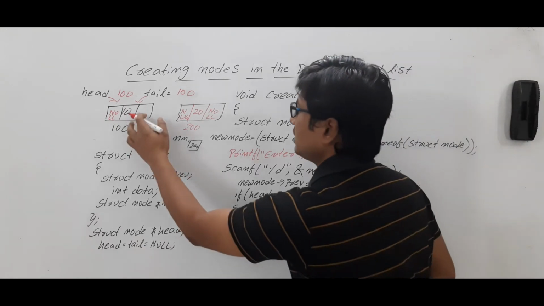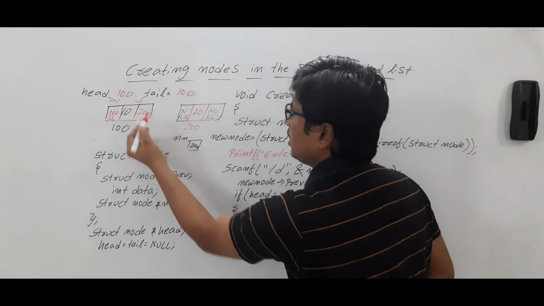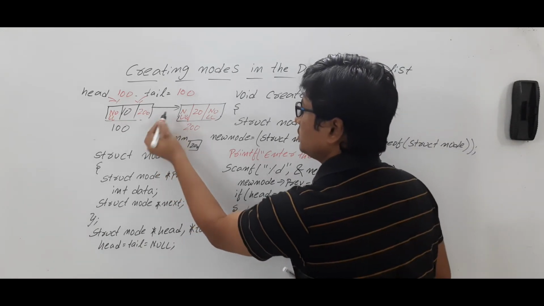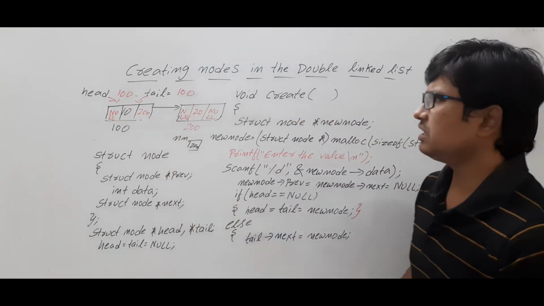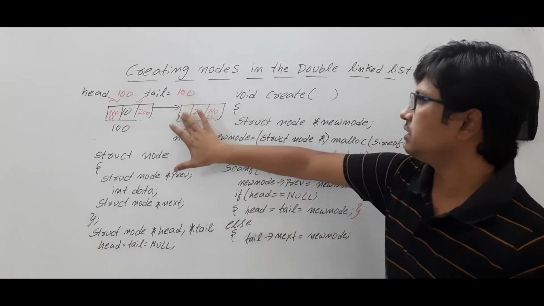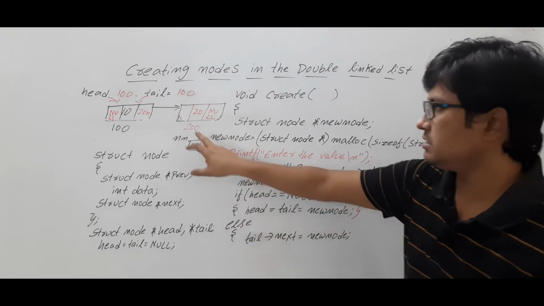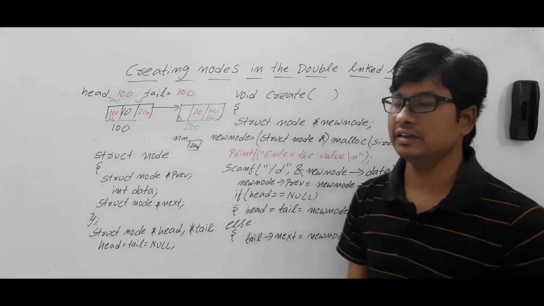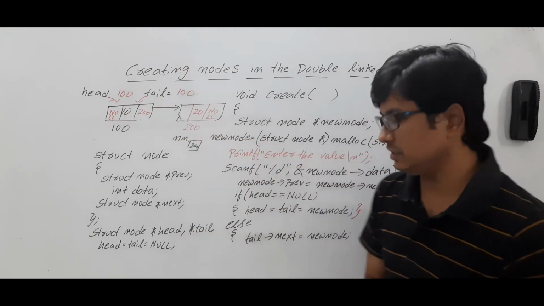So that 200 will come here. So we have successfully created one link from this node to this node. Is it clear? Are you able to understand it or not? Now this link we should create, because this is the address of the previous node, which is 100. Where is it? It is at the tail.